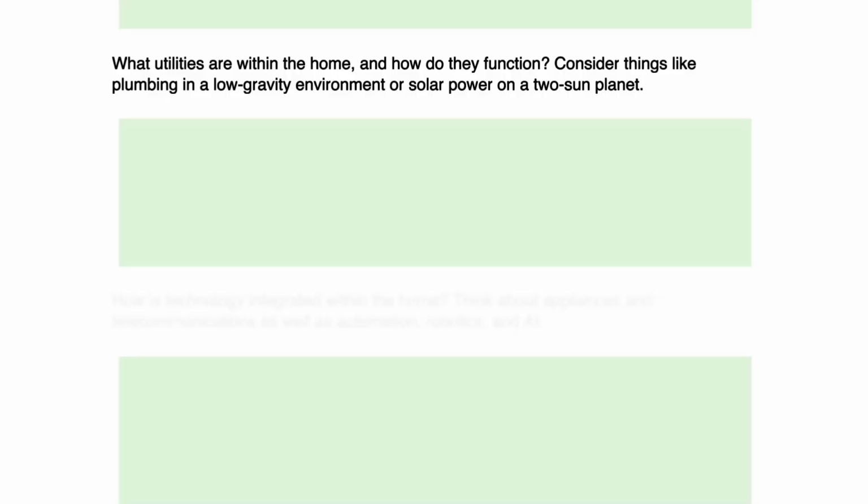What about utilities and decor, furnishing and decorations? Are any of these things affected by the value systems in your sci-fi world? Once you understand what type of home you're creating, look at the utilities within the home. How do they function? And consider how this harkens back to your society's values or the environment you built in the last section. This could be anything from low-flow toilets to plumbing in a low-gravity environment.